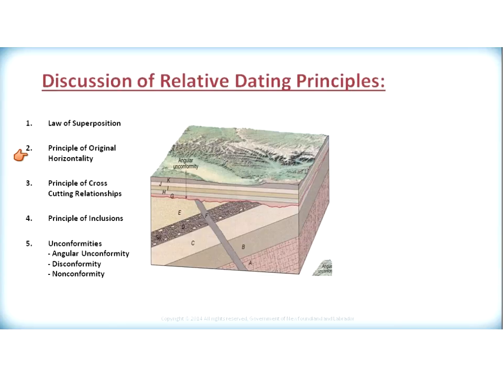The principle of original horizontality, in relation to this diagram, would state that rock layers A, B, C, D, and E, seeing that they are inclined, weren't deposited that way originally. Originally, they were deposited in a horizontal manner, and at some later time, the layers must have been inclined by compressional forces. Number 3, the principle of cross-cutting relationships is indicated by rock unit F.